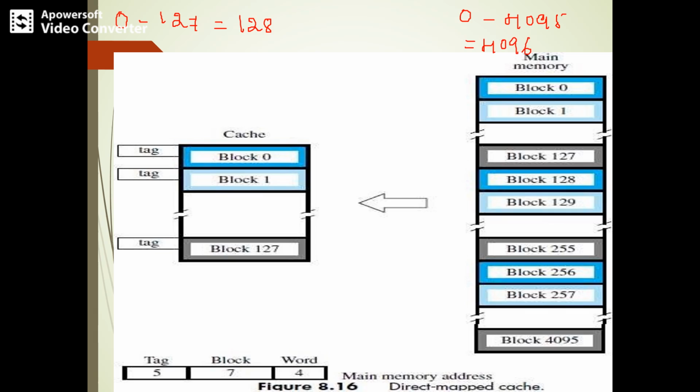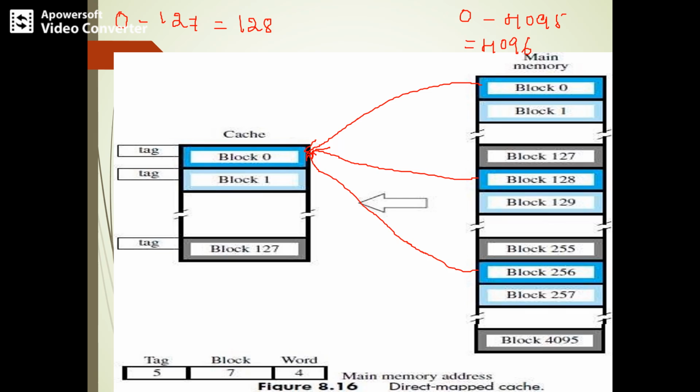As per the direct mapping function, block 0 is mapped into block 0 of the cache. Block 128 is mapped into block 0 of the cache. Similarly, block 256 is also mapped into block 0 of the cache. The next one is 3968.